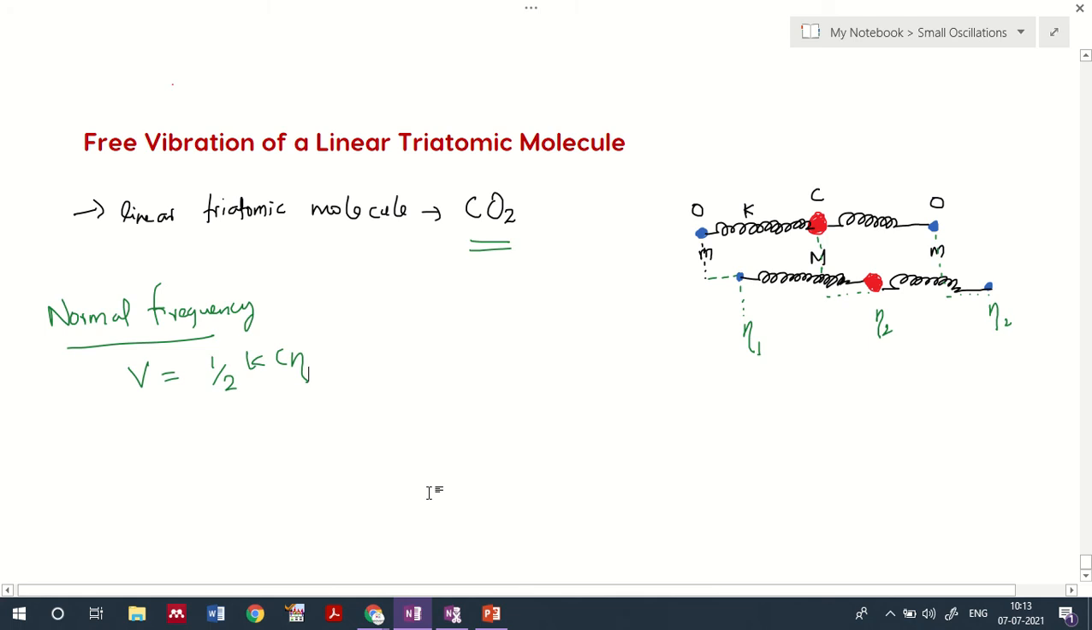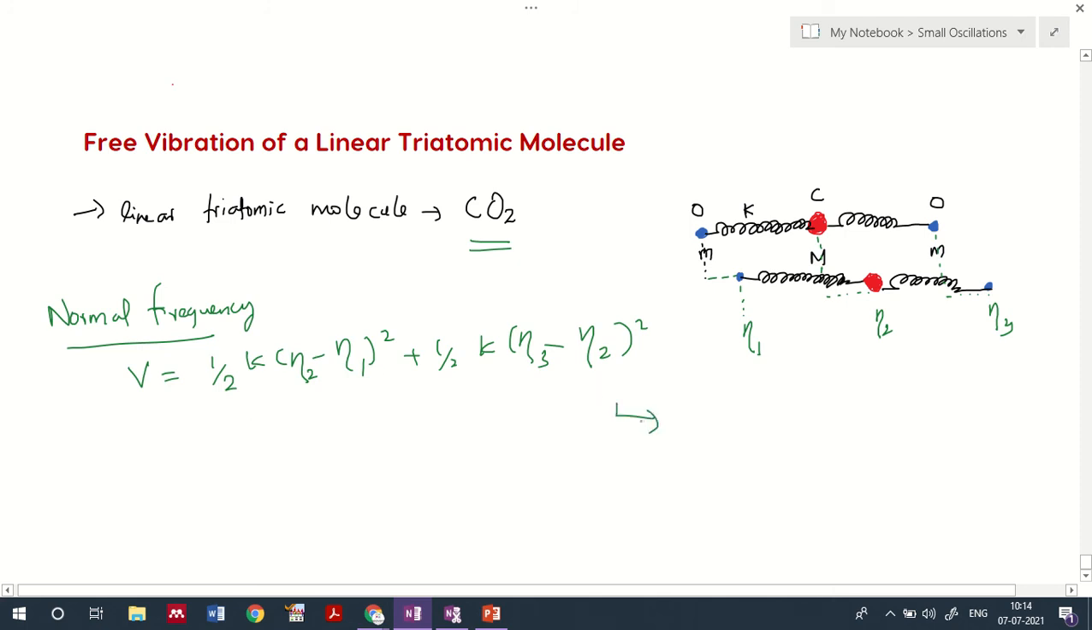Now, eta 2 minus eta 1 the whole square plus half k eta 3. So this is eta 3. Eta 3 minus eta 2 the whole square will give you the potential corresponding to that. We can represent it like this because there are two oxygen atoms on either side, and eta 2 is the displacement from the mean position. Or rather, if you represent this equation in terms of x, it will be slightly like this.